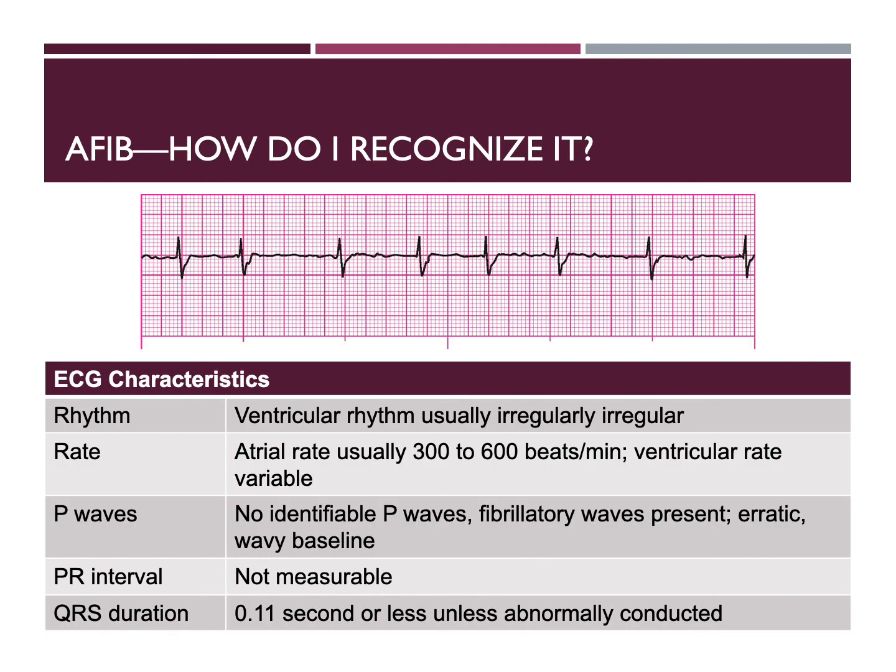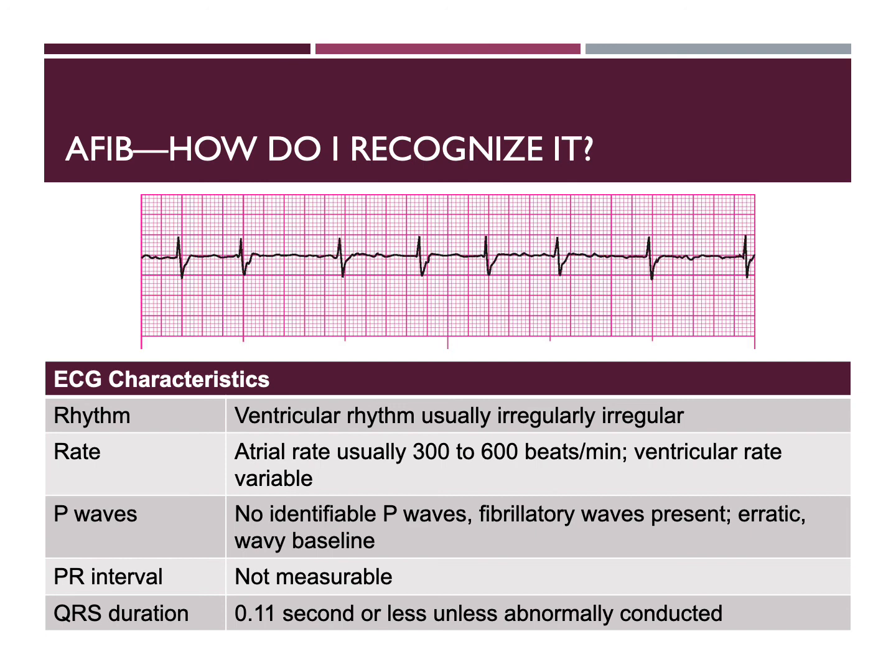So what you see on this ECG is atrial fibrillation, or AFib, with a ventricular response of 80 beats per minute. So the rhythm and ECG characteristics that we're going to see with AFib: one, the ventricular rhythm is usually irregularly irregular. The rate, so our atrial rate, is usually anywhere from 300 to 600 beats per minute, and the ventricular rate may vary.